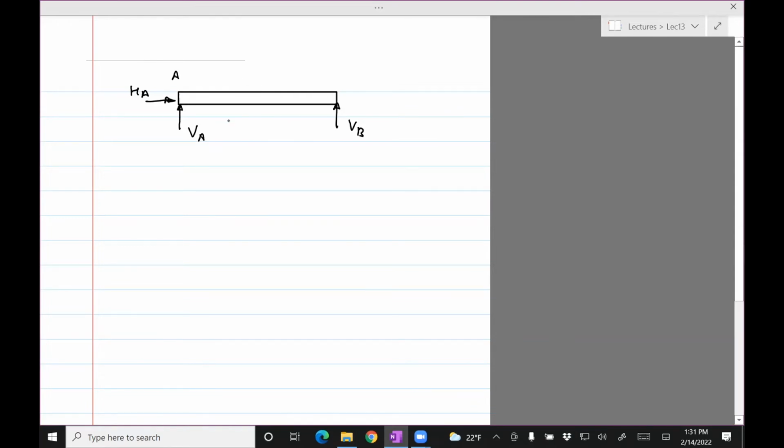And right at 0.4 meters from the left, there was a force of 1.5 kilonewtons, and then there was a force of 1.5 kilonewtons, I think, 0.4 meters to the right of P. These dimensions are not to scale, 0.4.